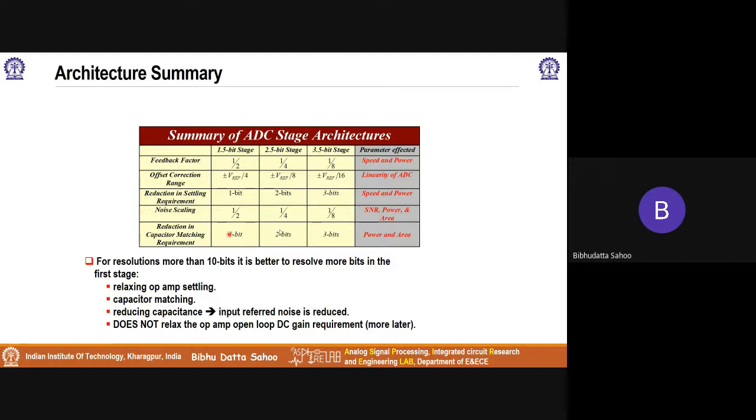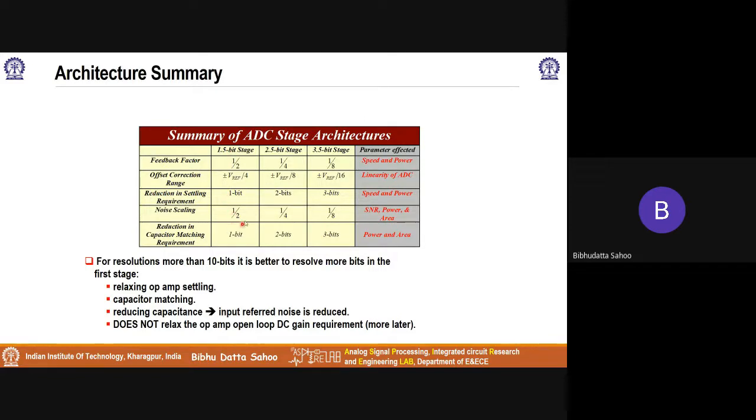The noise scaling affects SNR, power, and area. Why does it affect area? Because the noise is a function of the capacitance. We have seen kT over C. So if I have to reduce noise, I have to increase the capacitance. So it affects the area. Increasing capacitance means more and more area. So the noise scaling factor impacts the SNR and power.